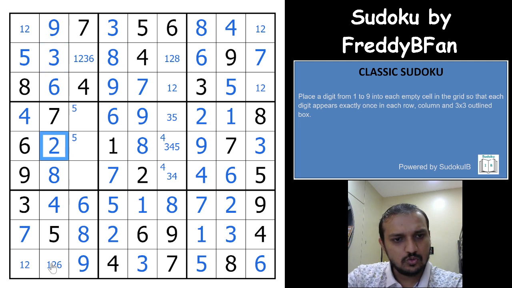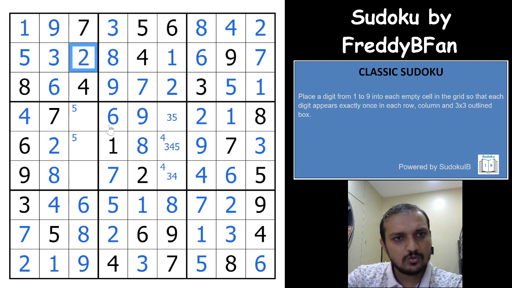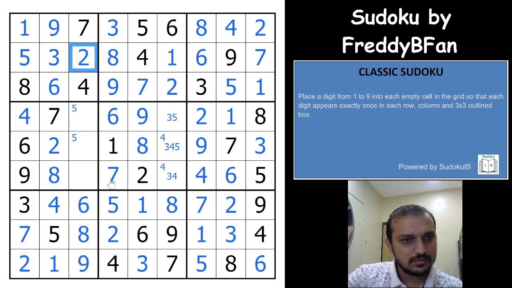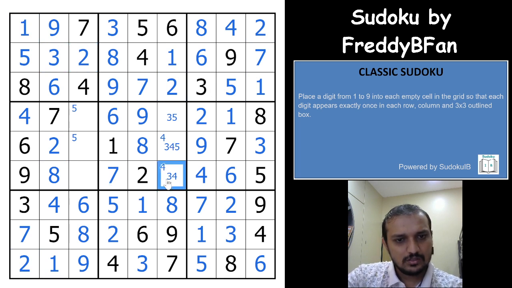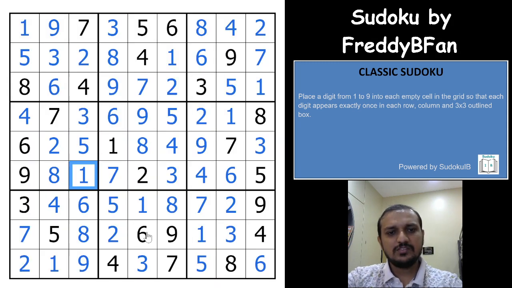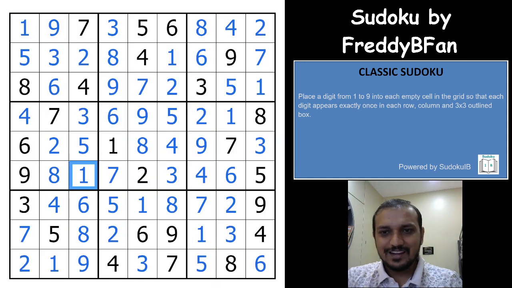So this is 2, 1, 2, 1, 2, 1, 2, 1, 2, right? Okay, this is 3, 5 and a 4, that gives you a 3, 5 and a 1. Amazing! At last we solved this Sudoku. There was just one particular logic.